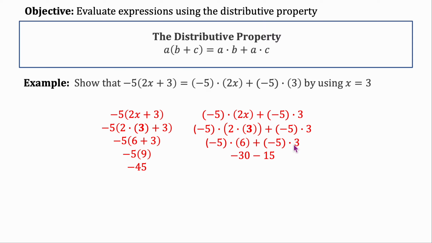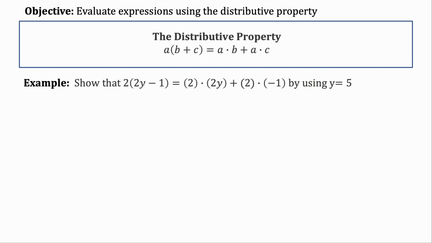-5 times 3 is -15. You can either put plus -15, or you can just say, I'm going to subtract 15. Since these signs match, we combine them by adding and keeping the sign. We indeed get -45. So you can see that they match. So that means that the distributive property worked. Let's do it one more time.